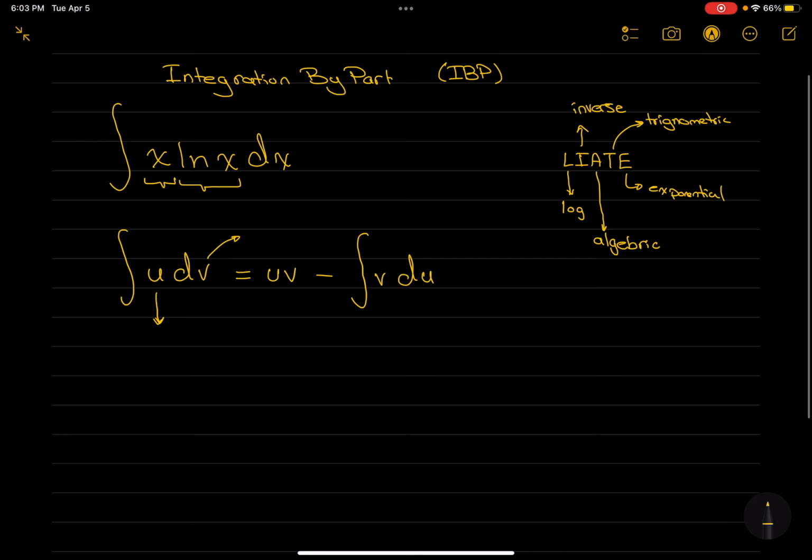In our case, we have two functions, right? Function number 1 and function number 2. Function number 1 is x, which is algebraic, so that's A. Function number 2 is logarithmic, right? ln is a logarithmic function, so it's the L. That means the ln x in this case is going to get priority over the x. And in that case, the ln x is going to be our u.